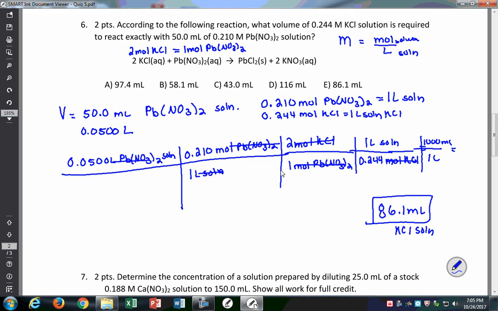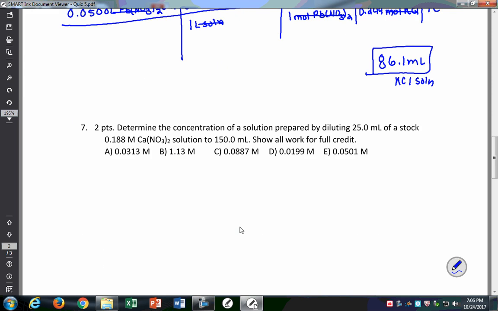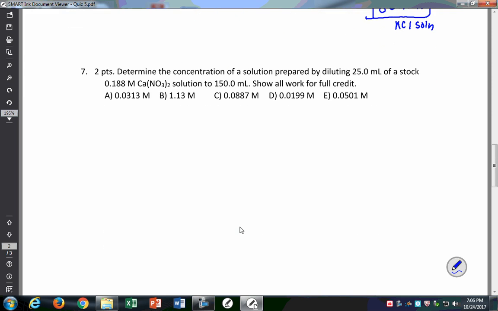So when you have a molarity solution, you typically want to convert it to figure out how many moles you're actually adding. So you have a volume and you have your molarity, you can figure that out. Now this one is a dilution. We want to know the concentration of a solution prepared if we take 25 milliliters of a 0.188 molar solution of whatever that is.